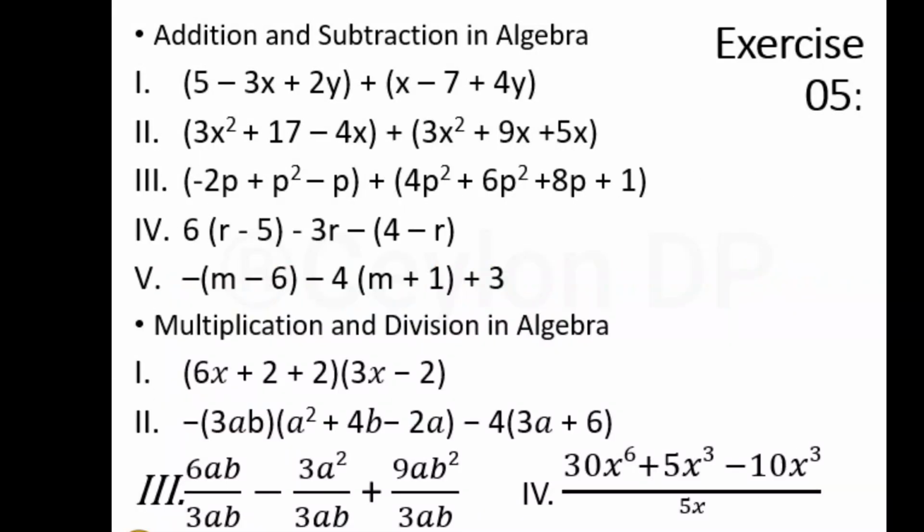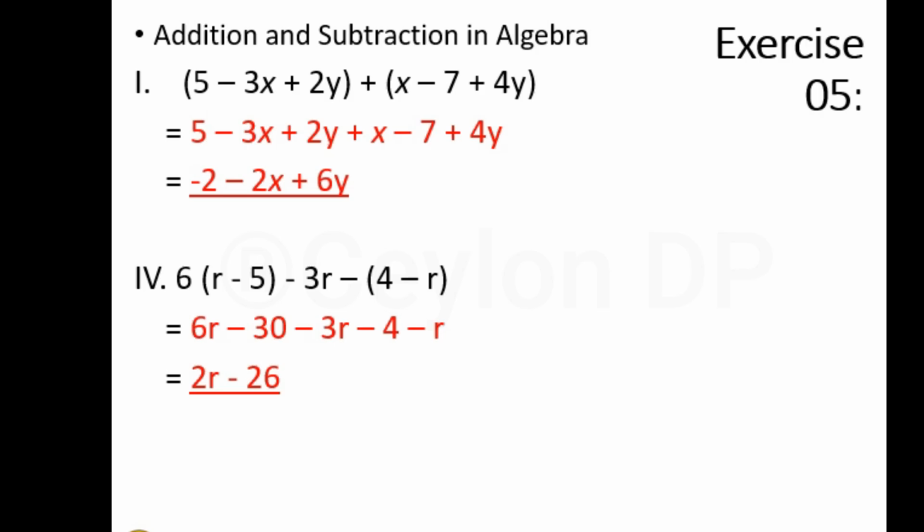Here are some exercises on addition and subtraction in algebra, and multiplication and division. For that I'll do the first and fourth one. Here, within brackets: 5 minus 3x plus 2y, close the bracket, plus, open bracket, x minus 7 plus 4y, close the bracket. Then you have to remove the brackets.